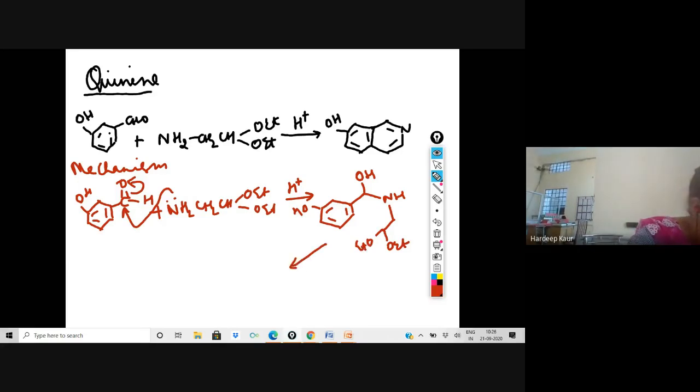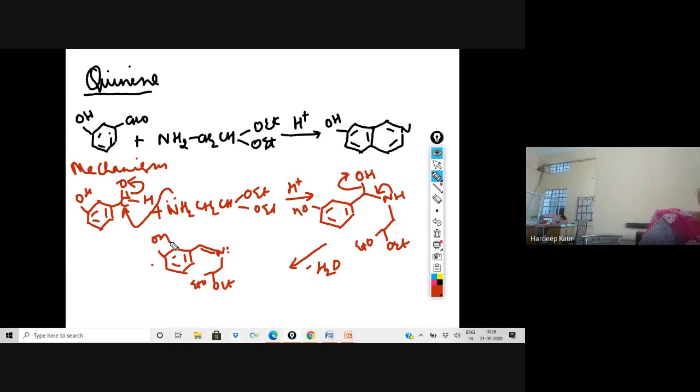Then we remove water molecule. So basically what happens, this comes here, this goes, water is given out, and now we will be having this thing. So here is double bond. Okay, so this ether bond remains as such. And here we have OH.